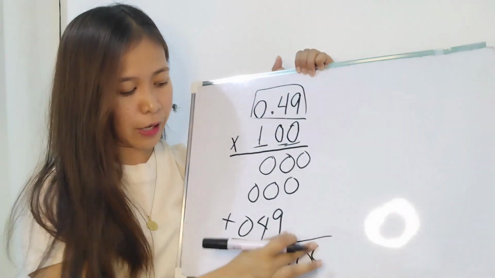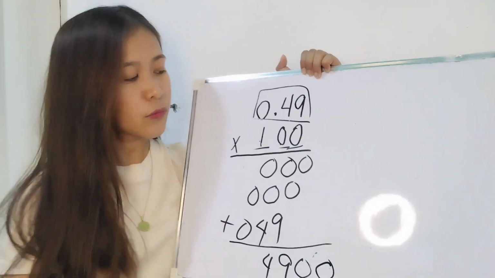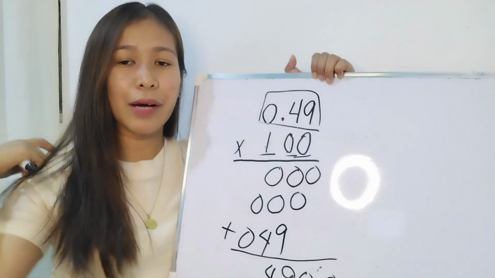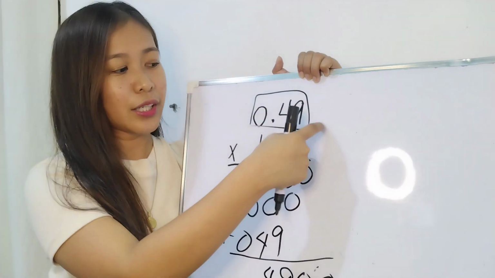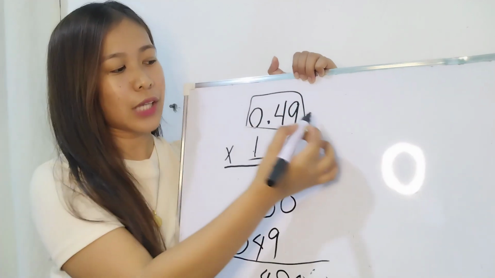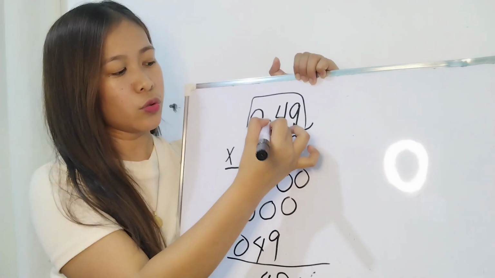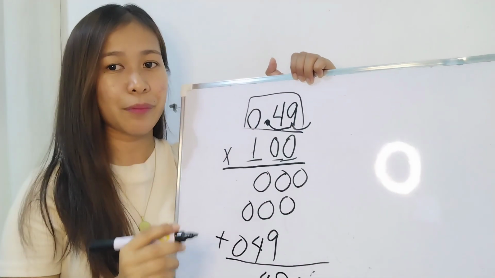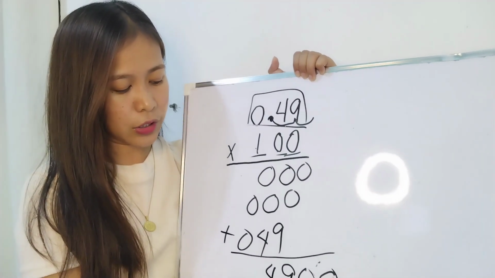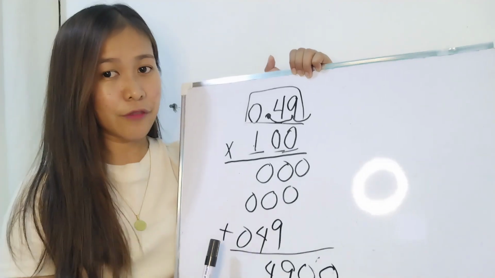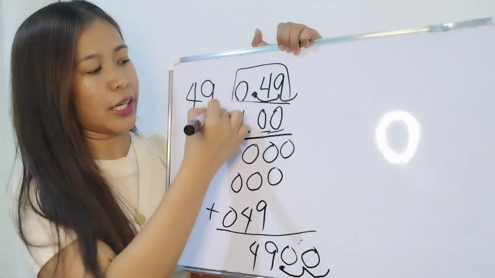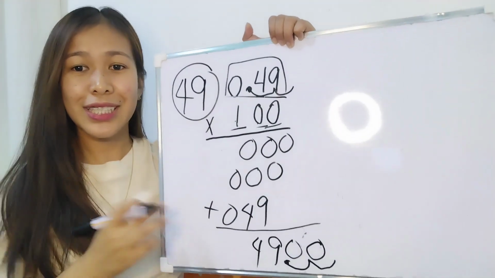Okay na tayo for a while. Ayan. And then right after that, you are going to count how many decimal places are there in here. Okay, so dito from right to left, count ka. 1, 2. So you have 2 decimal places. So count ka dito. 1, 2. Okay, so therefore, your answer will be, ayan, 49. 49. Okay? So, this is the long method.